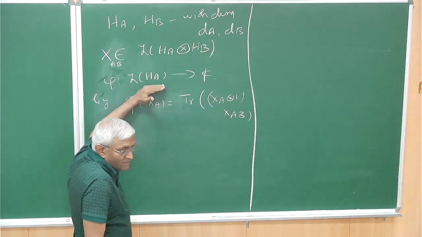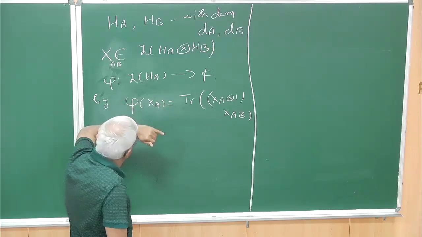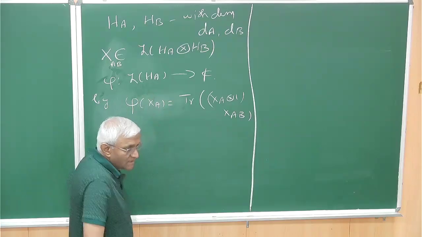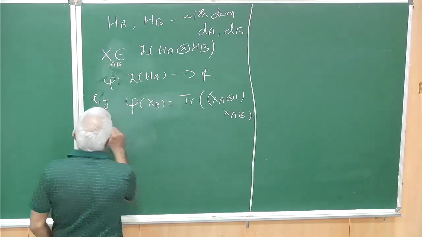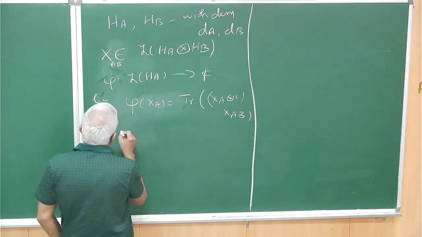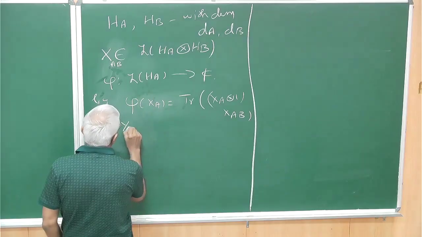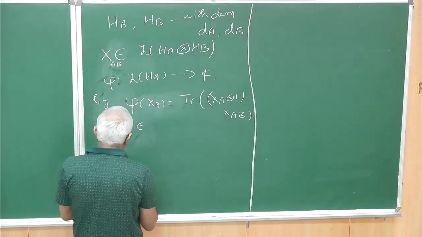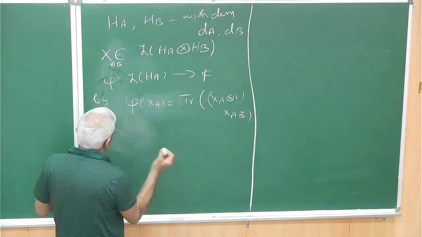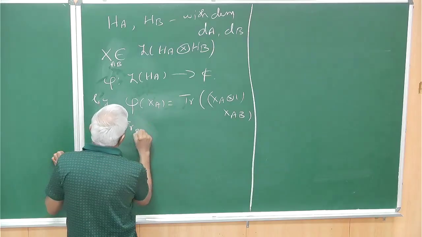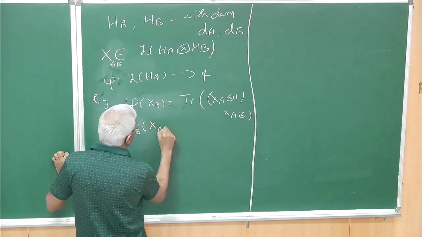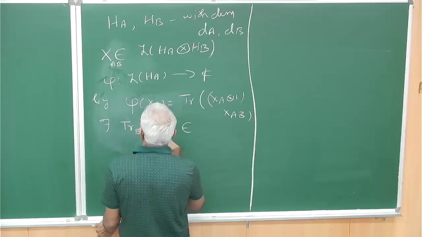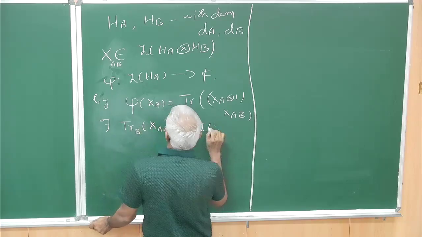L of H_A is a Hilbert space with respect to the trace inner product. So by the Riesz lemma, we get an element in L of H_A which implements this linear functional. So there exists, I will call it Y_A. I hope you will have no confusion. You call it trace_B of X, which is what I want to call Y_A. So this is an element in L of H_A.